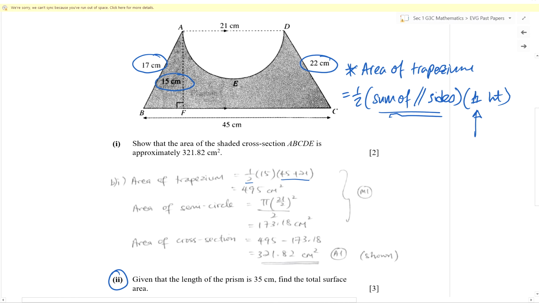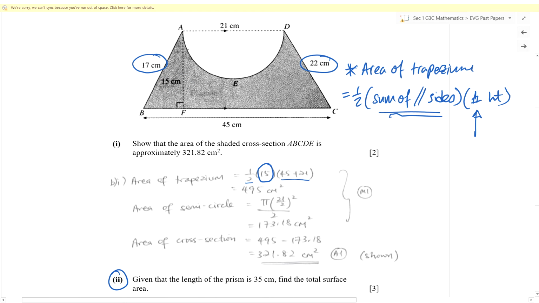The perpendicular height will be AF. This distance AF is the shortest distance between the two parallel sides. It is also known as the perpendicular height because it makes a 90 degree, a right angle, with both of the parallel lines. That is why we choose 15 to be the perpendicular height.